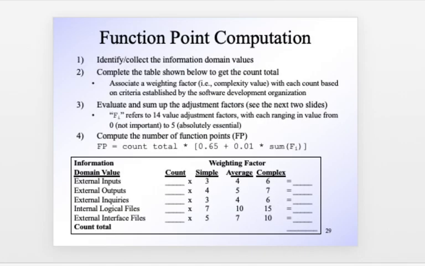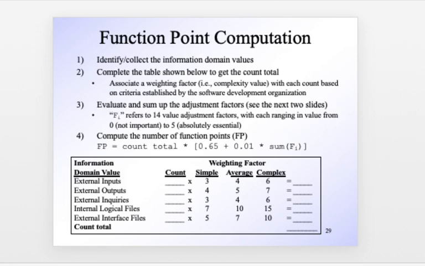When you go for the function point computation, you identify and collect the IDVs, you complete the table as shown below, and then you associate a weighting factor based on the complexity value. Then you evaluate and sum up the adjustment factors. There are 14 such adjustment factors, and you associate a value between 0 to 5 for each of these adjustment factors and then sum them up.